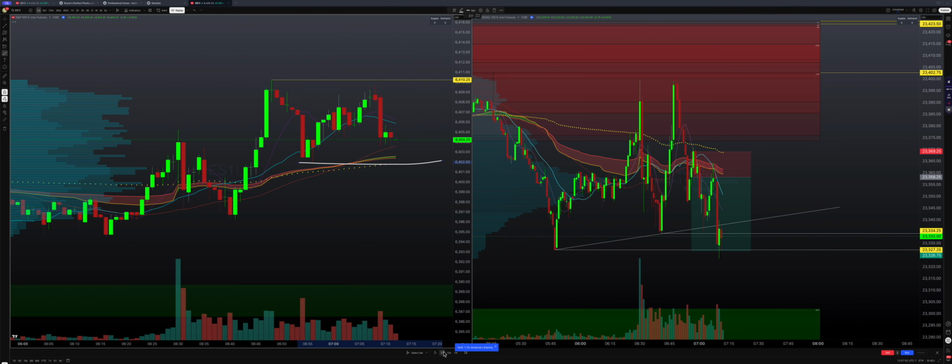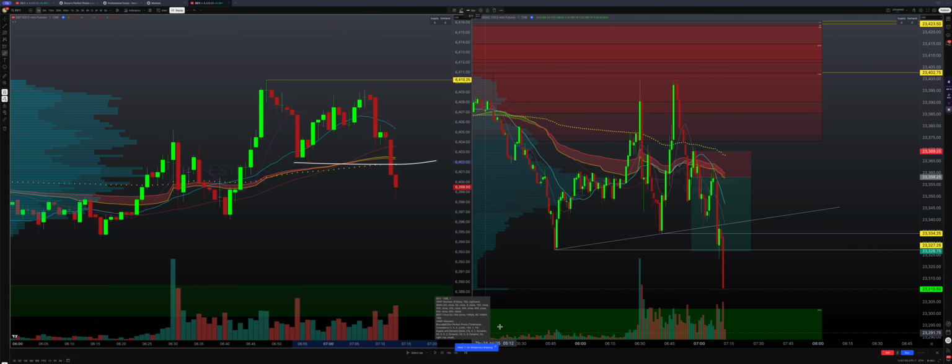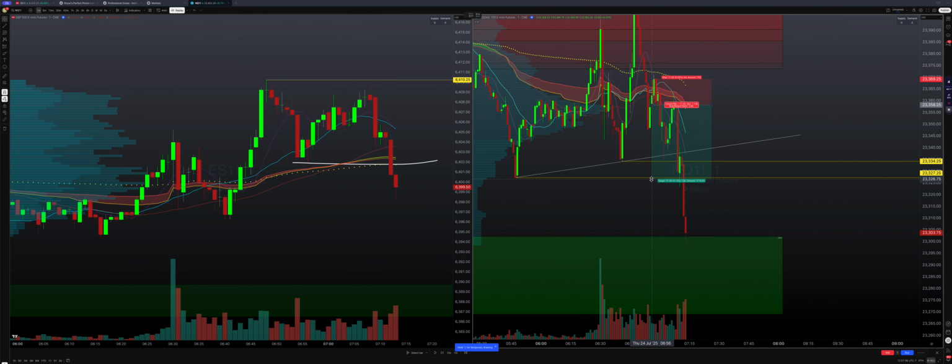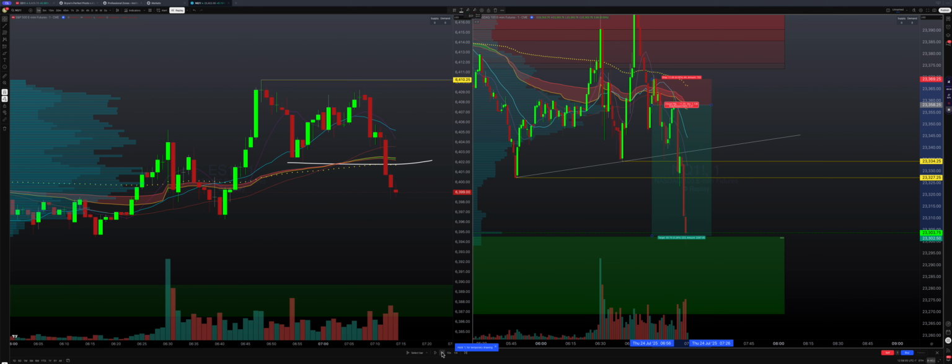We did end up sweeping. I did trim, but I didn't close the entire position. And then we got to this demand. This ended up being a huge, huge trade. Got 107% gains on it. I sold my last runner on this bounce right here. Boom. Sold it right on this bounce.